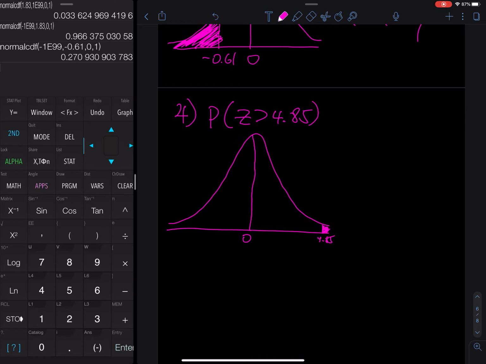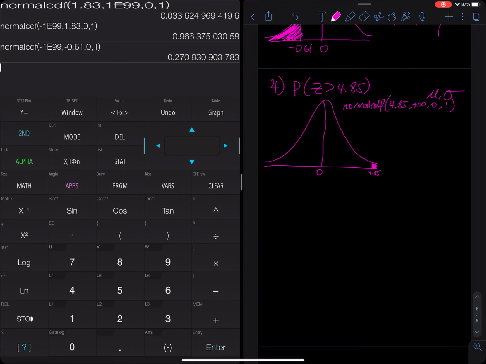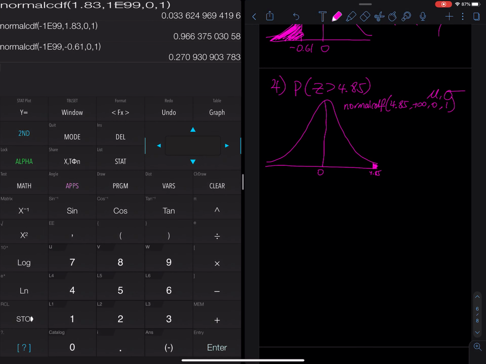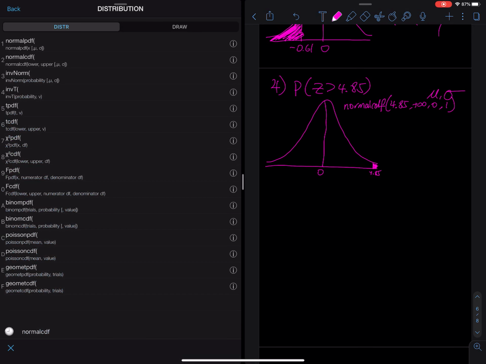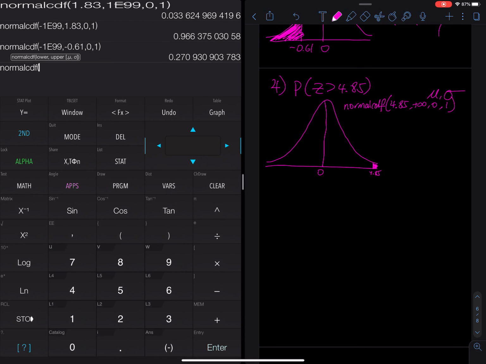So what happens when the area is so tiny? Are you going to get a 0? Let's find out. So this is normal CDF from 4.85 to positive infinity, 0 and 1. Mean equals 0. Standard deviation equals 1. So we go to the calculator, and this is second VARS, normal CDF. We have 4.85 to positive infinity, 1 second comma 99, and then the mean is 0. Standard deviation is 1, close parenthesis.